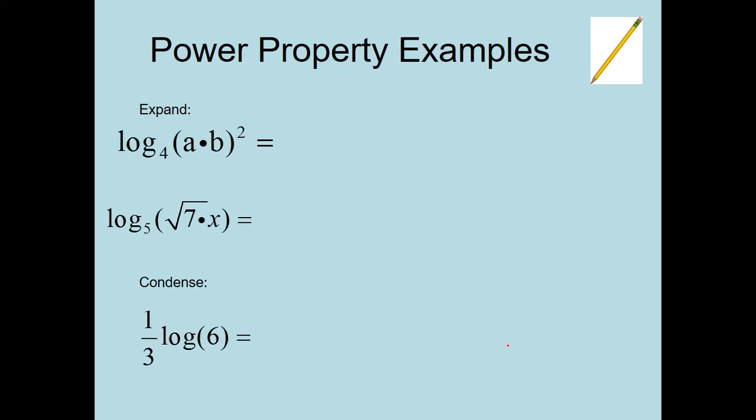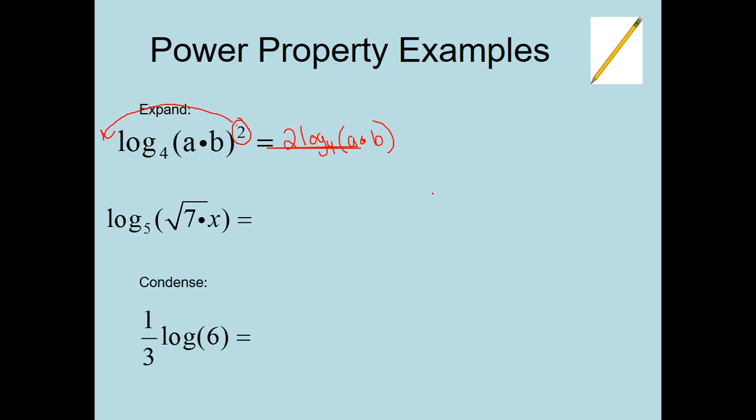Power property. What are these used for? Well, it makes it a lot simpler. I don't have to deal with this whole squared out here, because imagine having to solve something, converting exponents. It's gross. So with the product property or power property, what I can do is take this little exponent when I'm expanding and go poof, and drop it in front of the log, because basically all I'm doing is multiplying. So it's going to say 2 times log base 4 of a times b.